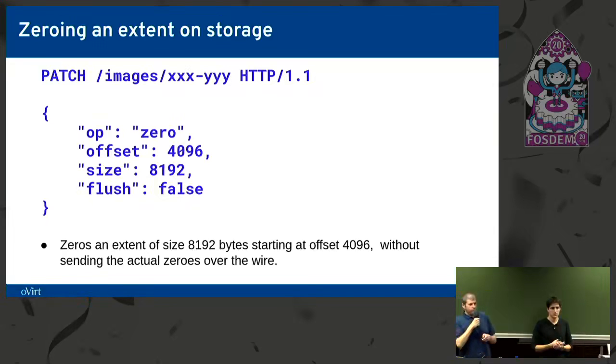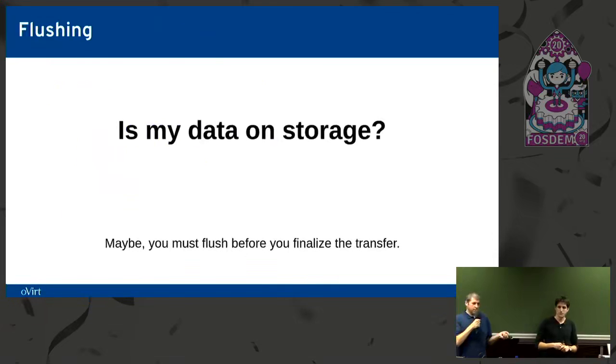We send a page request on the resource with operation 0, specify offset and size, and that's it. So finally, flushing: is my data really on storage? Well, we don't know. We need to flush it first to ensure it. This will, under the hood, invoke the fsync command.